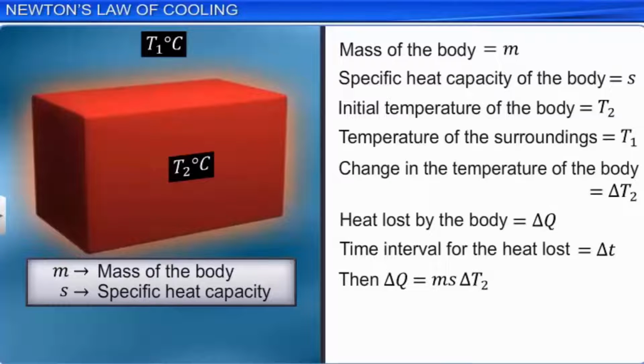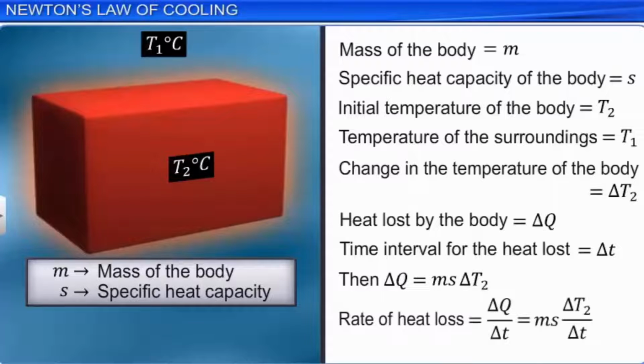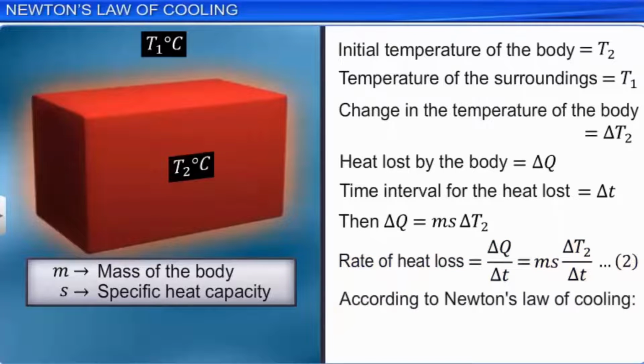Then, the rate of heat loss is equal to delta Q by delta T equals m s delta T2 by delta T. Let this be equation 2. But according to Newton's law of cooling, we have minus delta Q by delta T is equal to K into T2 minus T1. Let this be equation 3.